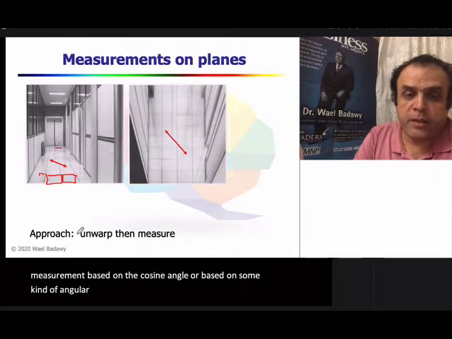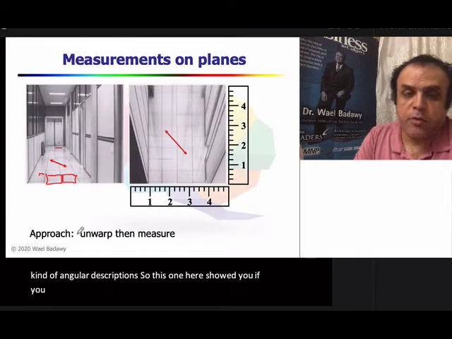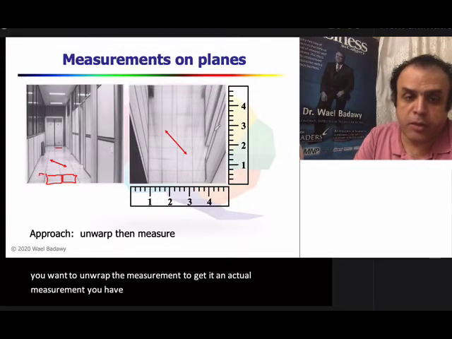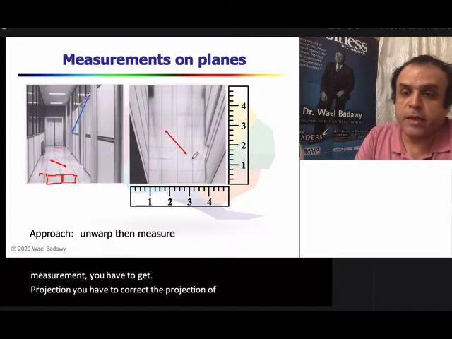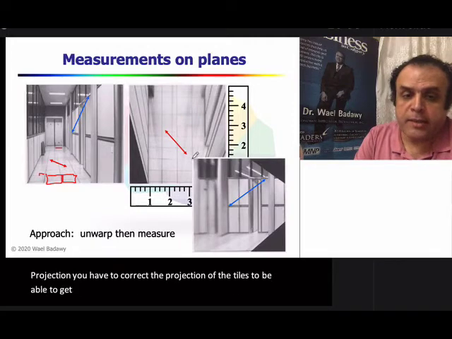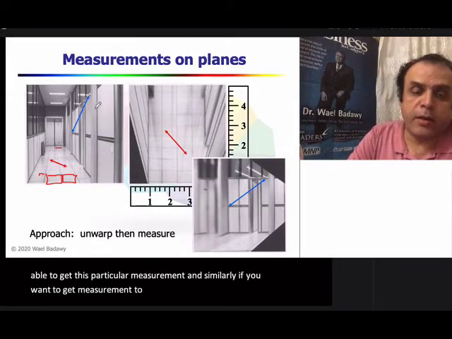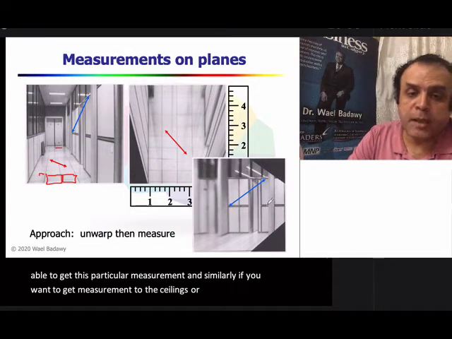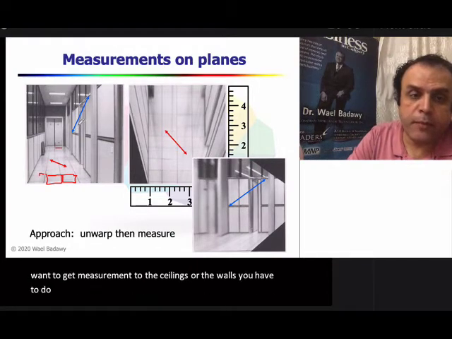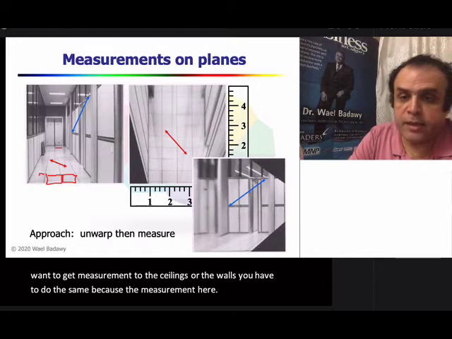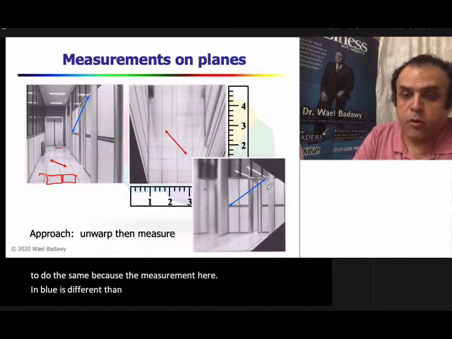So this showed you that if you want to unwrap the measurement to get an actual measurement, you have to correct the projection of the tiles to be able to get this particular measurement. Similarly, if you want to measure the ceilings or the walls, you have to do the same, because the measurement here in blue is different than this measurement.